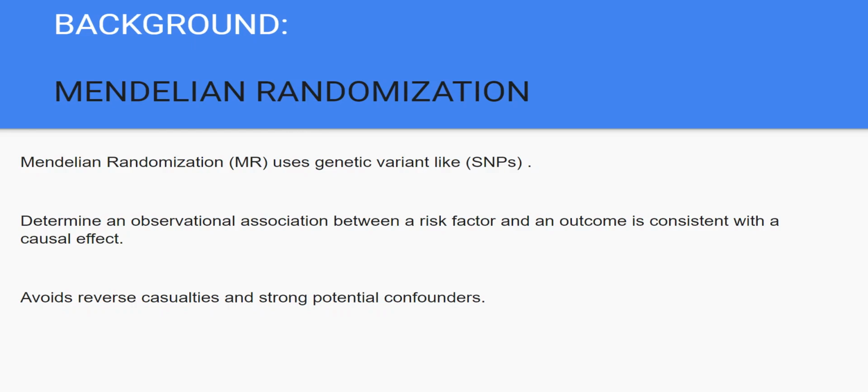as instrumental variables. Also, I found out that it avoids some of the limitations we see in observational studies, like reverse causality and confounding. As I told you about the SNPs, an SNP is a genetic variation. It means single nucleotide polymorphism. In this study we are going to study the SNPs.